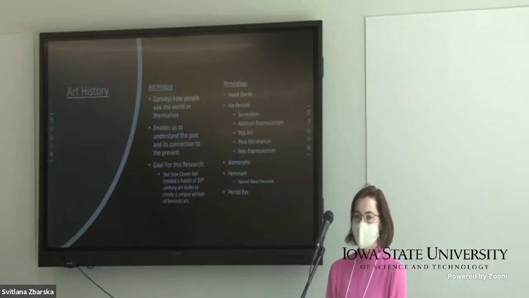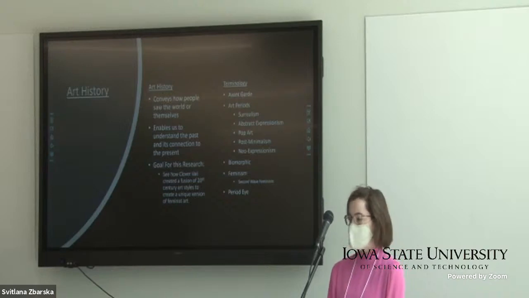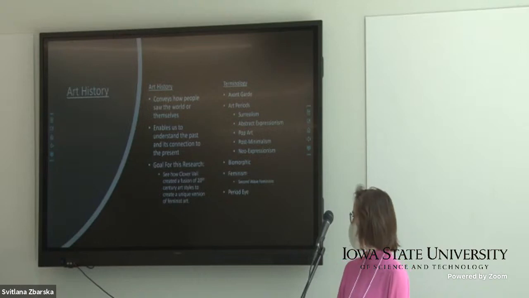Biomorphic form is when you have artworks, specifically abstract forms, that reflect organic or body parts. You have feminism, specifically second-wave feminism, which was the push for gender equality, and then the period eye, a term coined by art historian Baxandall, who used it to connote how the culture that the art was in affected its creation.